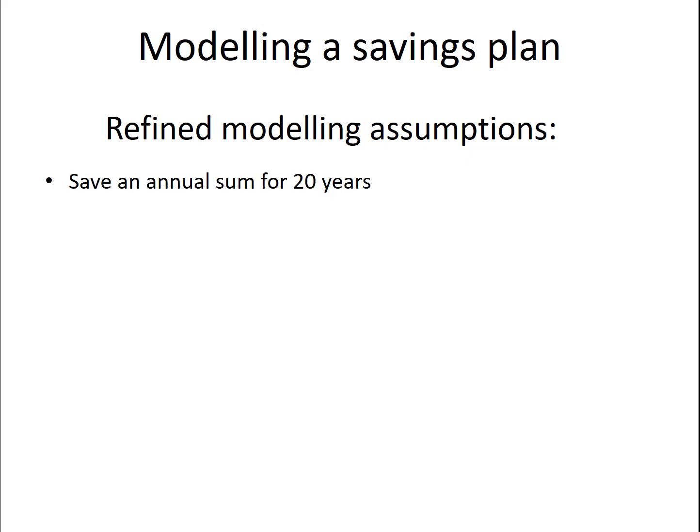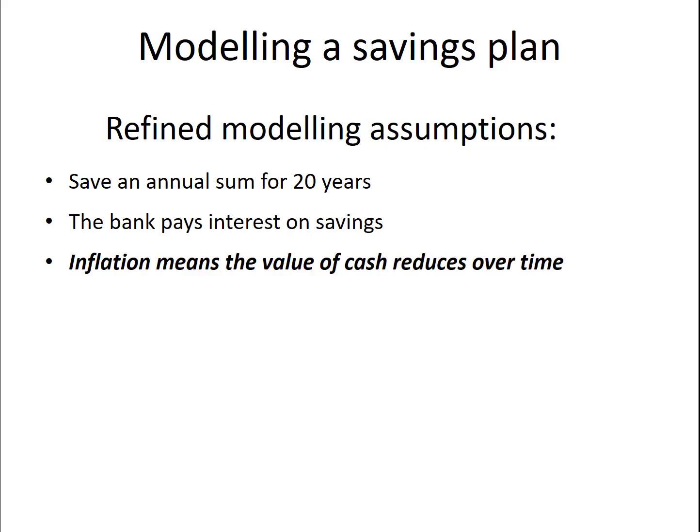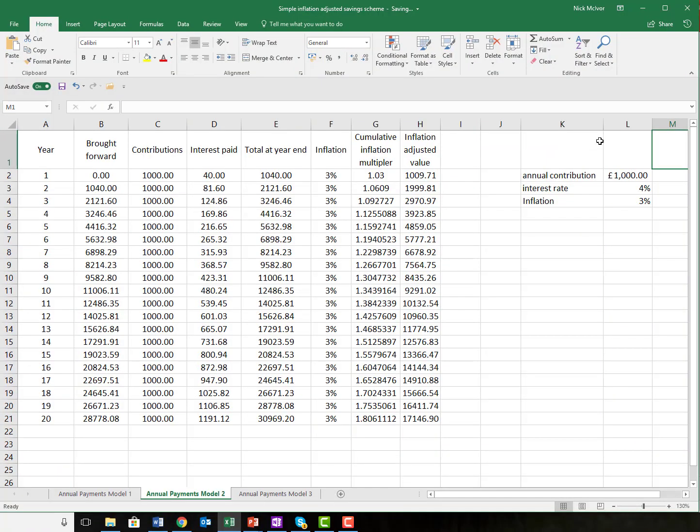We're still saving an annual sum, we still assume the bank pays interest, but we have to take into account the fact that inflation reduces the value of your cash over time. Let's look at a slightly different version of our modelling spreadsheet. This spreadsheet looks quite a bit more complicated than the last one, so we'll go through it bit by bit.